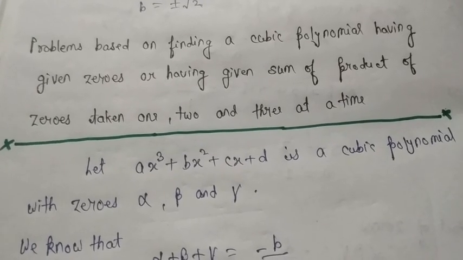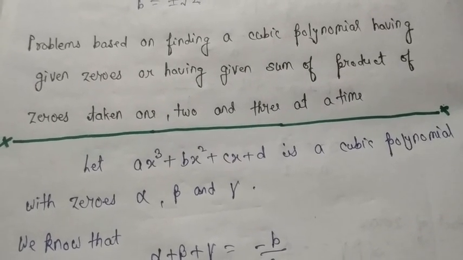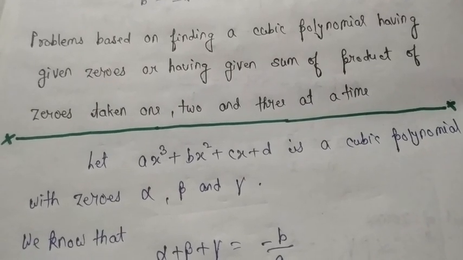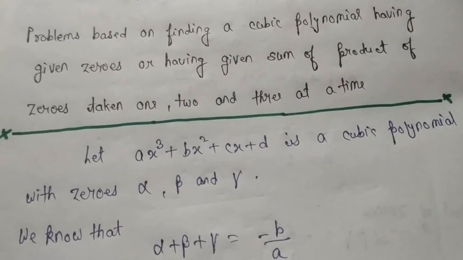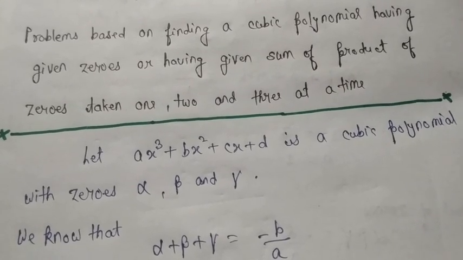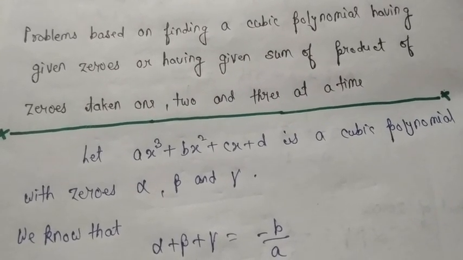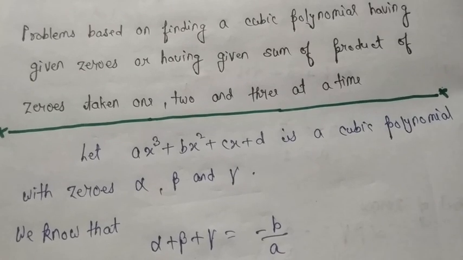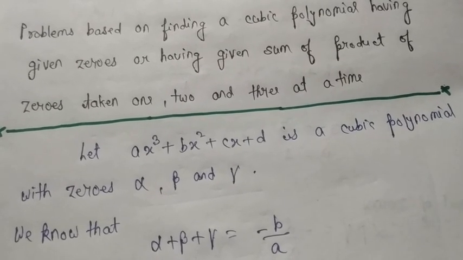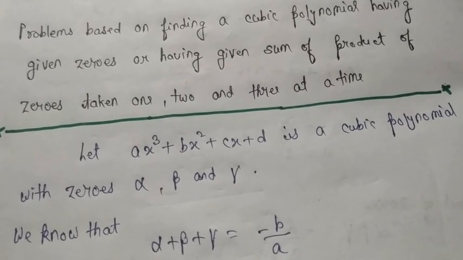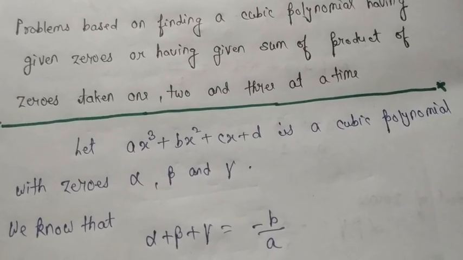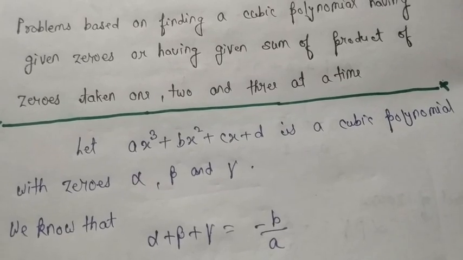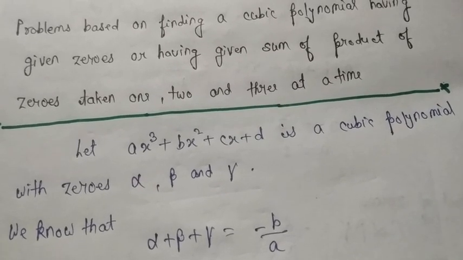Hello children, I am Ashish and today we will discuss problems based on finding a cubic polynomial having given sum of zeros, or having given sum of product of zeros taken 1, 2 and 3 at a time. Listen children, this same problem you have already studied in the case of quadratic polynomial. So the same procedure we will apply to make a cubic polynomial.